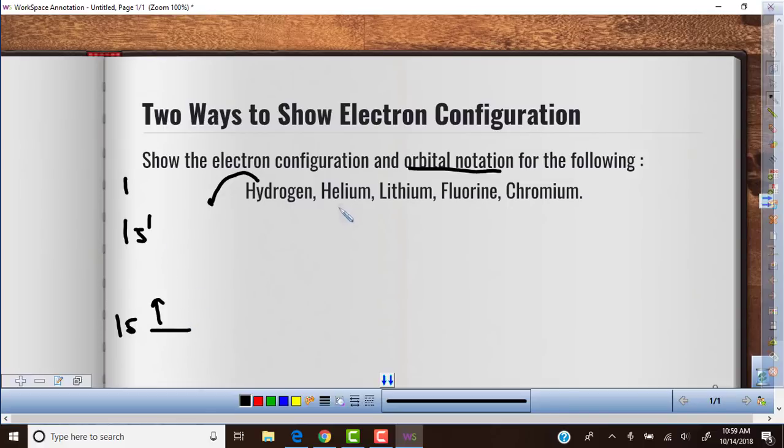If we go to helium, helium is going to be very similar. We know that it's number 2 on the periodic table, still in the 1s orbital. So this would be 1s2.